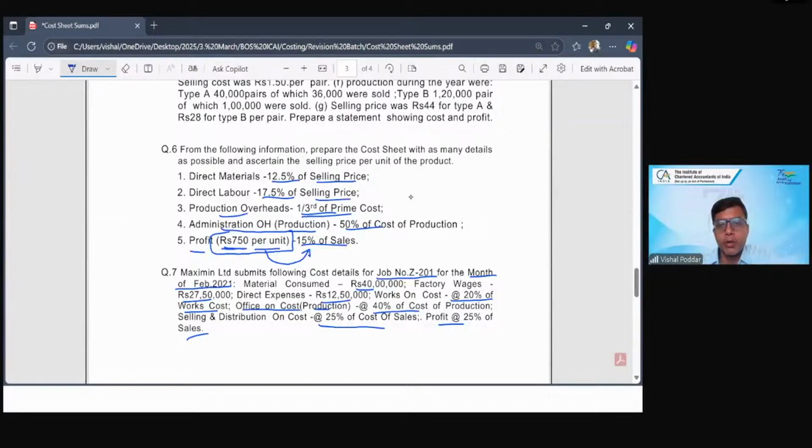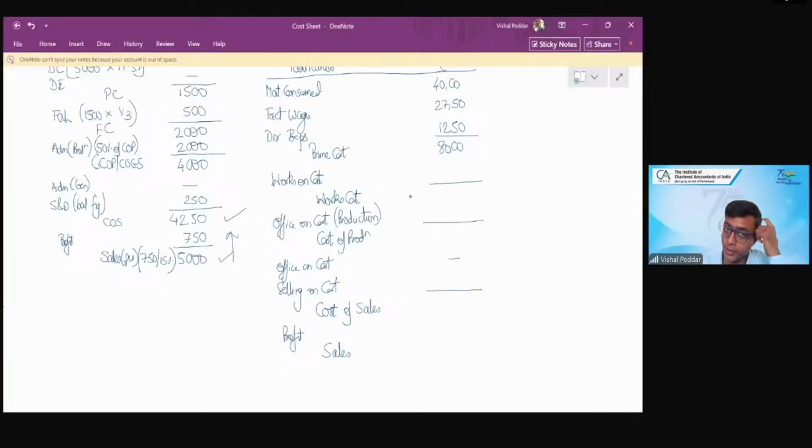Now, what they are saying, works on cost, that is factory overheads, is 20% of works cost. Now, this figure is 20% of the next figure. That is the challenge. So how will you solve? Yes, students, how will you solve?